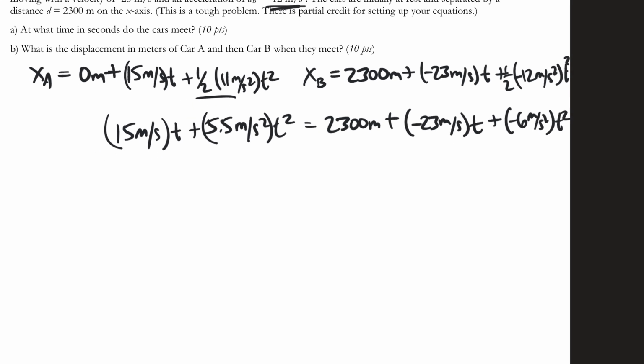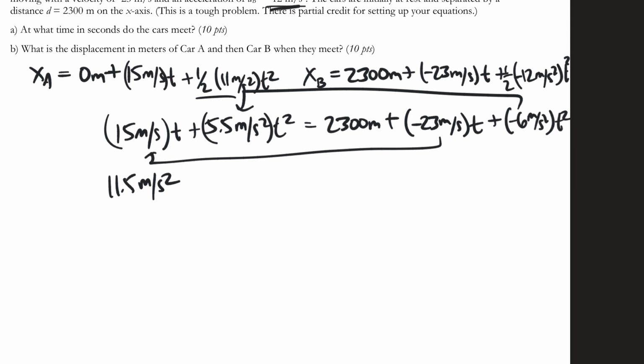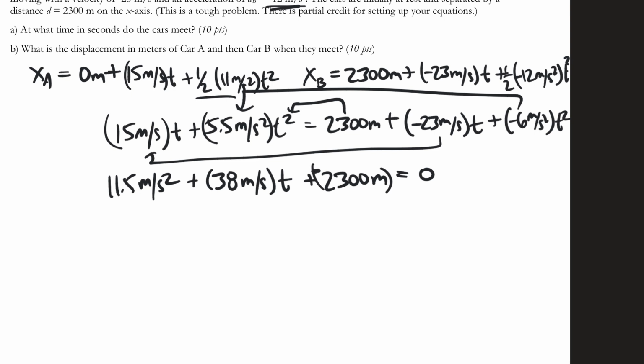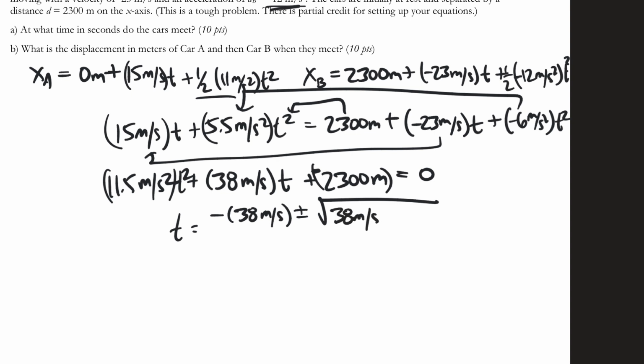Okay, so again, we're going to rearrange this just like the last one. Let's bring the t squareds over here, so I've got 11.5 meters per second squared. Bring this one over, so that's plus 38 meters per second times t. And then I'll bring this one over, which will become negative 2,300 meters equals 0. I usually do a plus a negative like that because it helps me with the quadratic equation, because we've got a nice little quadratic here. So let's go ahead and solve this. We will say t equals negative b, negative 38 meters per second, plus or minus the square root of b squared, 38 meters per second squared minus 4a, which is 11.5 meters per second squared, times c, which is negative 2,300 meters.